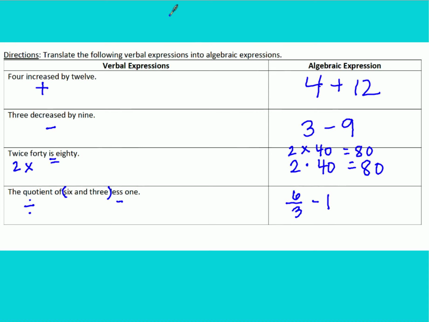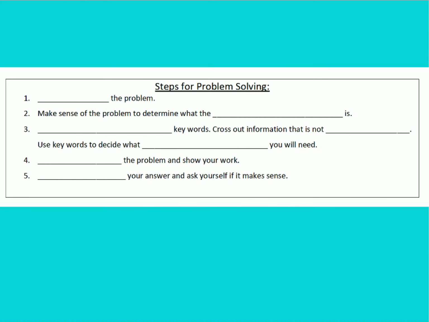Hopefully that was a good review of how to translate. We're going to have to use those keywords as we try to figure out how to solve practical problems. So moving on to the other side of your notes, we have steps for problem solving.